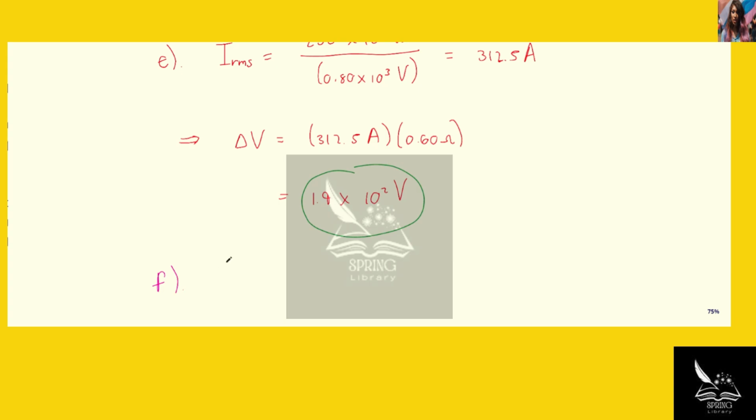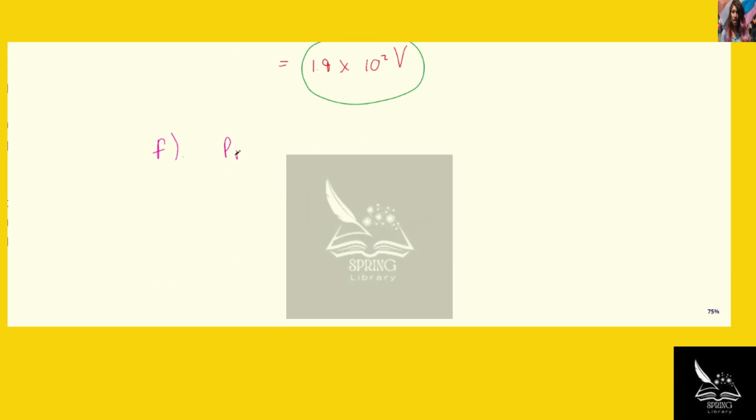And therefore, for the final power, or the rate at which energy is dissipated, PD, we get this to be the current 312.5 amperes squared times 0.6 ohms, which is 5.9 times 10 to the power 4 watts.